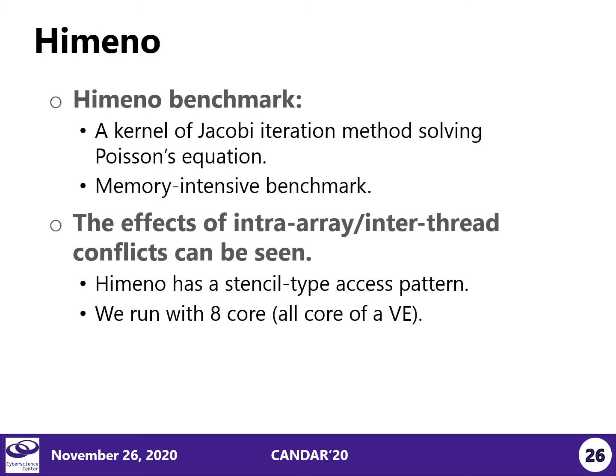Himeno benchmark has a main loop of a Jacobi method solving Poisson's equation. It is known that Himeno benchmark is a memory-intensive benchmark. The difference from Stream is that here there are intra-array and inter-thread memory access conflicts. Since Himeno has a stencil type access pattern, multiple elements of a specific array are accessed in a single iteration. Thus, intra-array access conflicts could occur. Also, since we execute Himeno using 8 cores, inter-thread conflicts could occur.